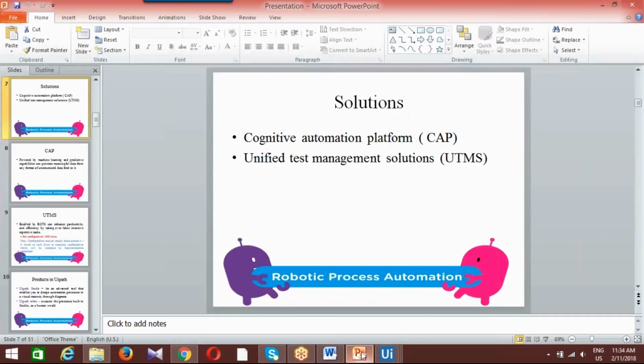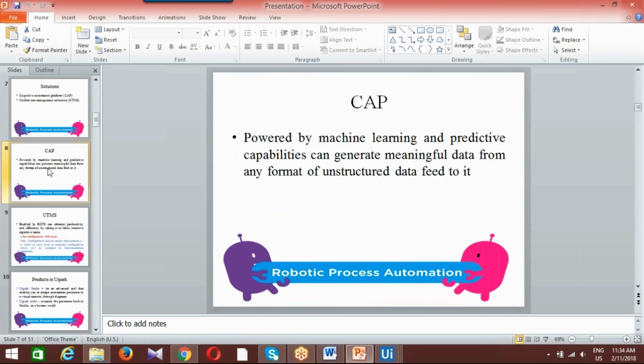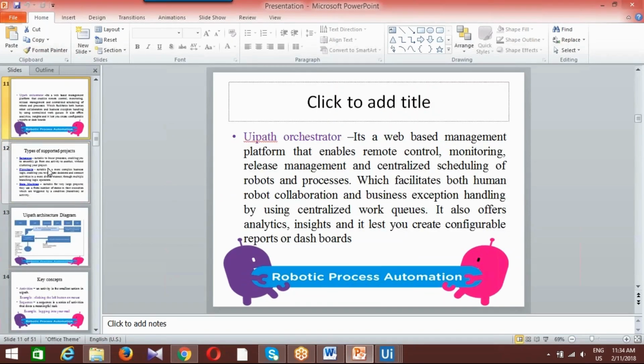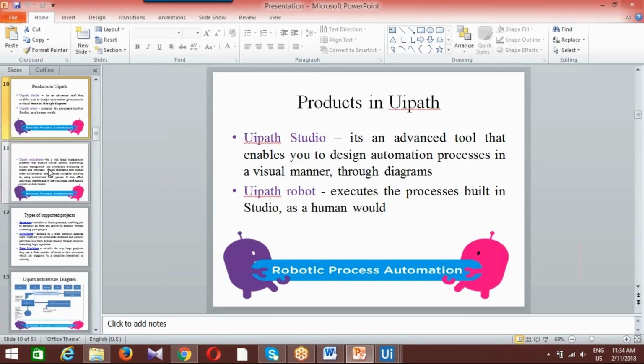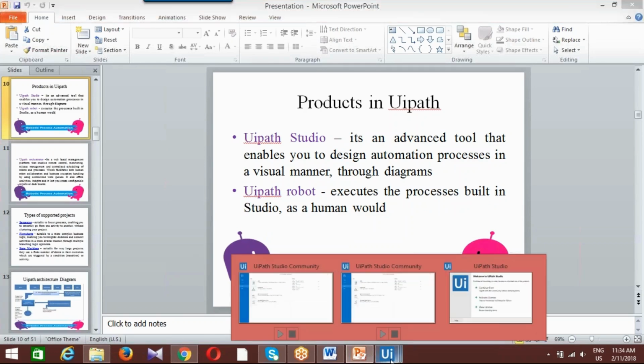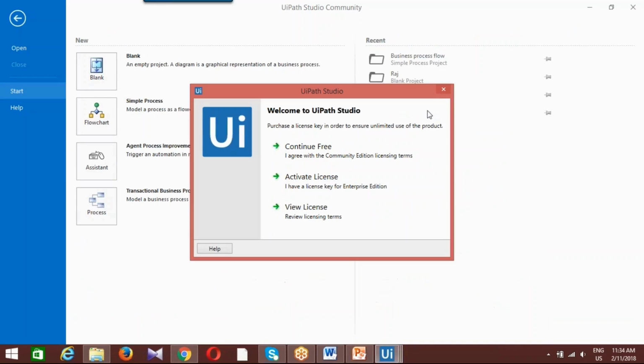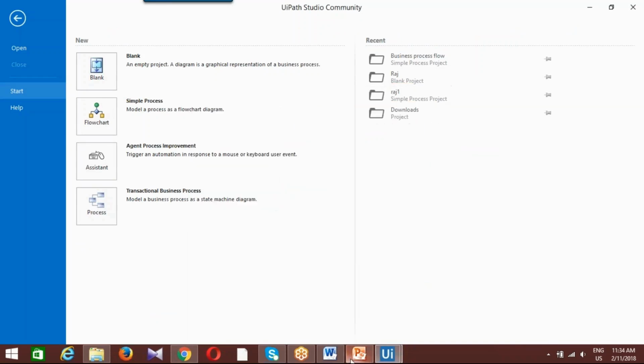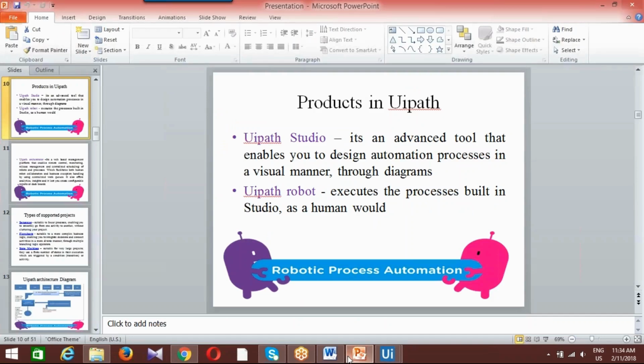Generally under UiPath we have different products. One we call UiPath Studio. This is one thing. Generally, this is the one which the training is all about. Second, we call it UiPath Robot, followed by the Orchestrator. These are the different products which come under UiPath.